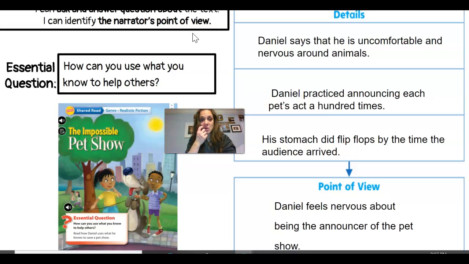It's going to be your turn. When you're reading your books, think about the characters or the narrator's points of view of other characters and events in the story. Have a great time reading.